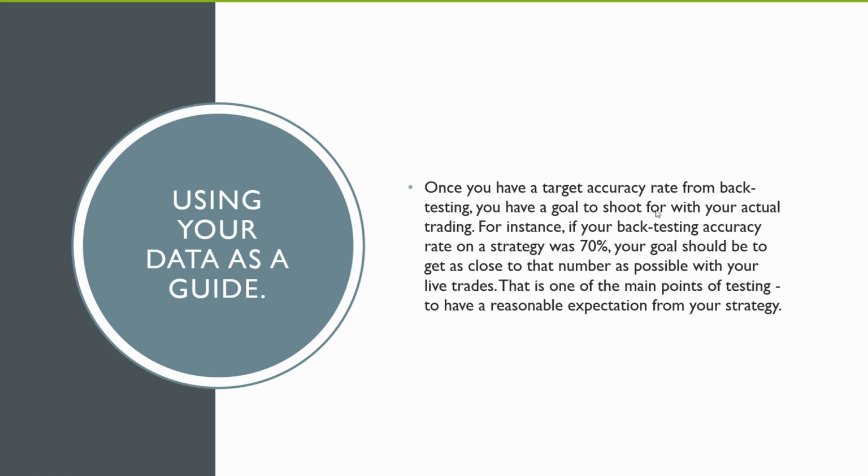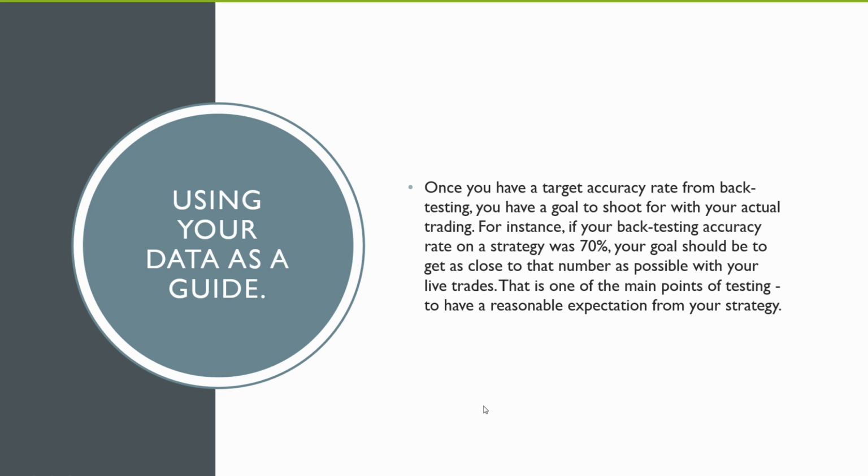All right. So to end my rant here, your goal is to shoot for the actual accuracy rate that you got when you backtested it. So for instance, if your backtesting accuracy rate on a specific strategy was 70%, your goal should be to get as close to that number as possible with your live trades. That is one of the main points of testing, to have a reasonable expectation from your strategy.